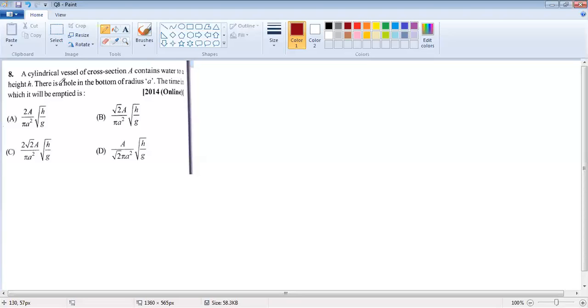A cylindrical vessel of cross section A contains water to a height h. There is a hole in the bottom of radius a. The time in which it will be emptied. I think I discussed this concept in the last class. Now this is a cylindrical vessel. Look at here, cylindrical vessel.